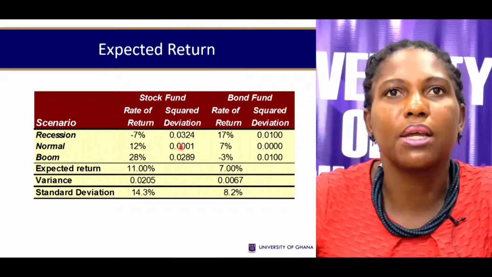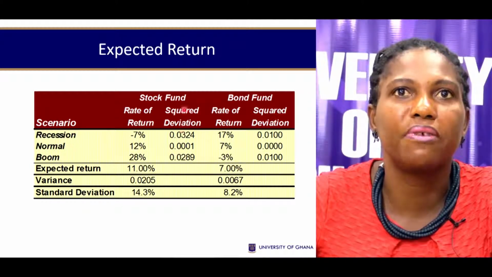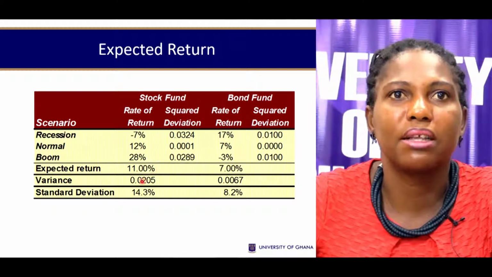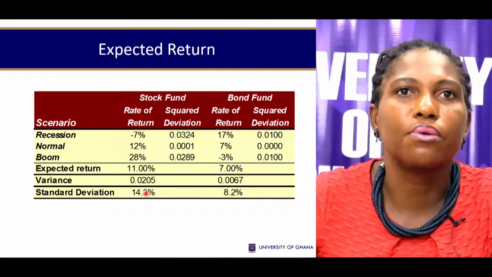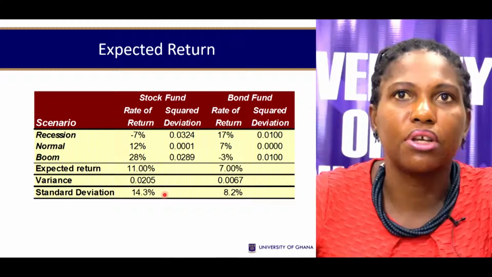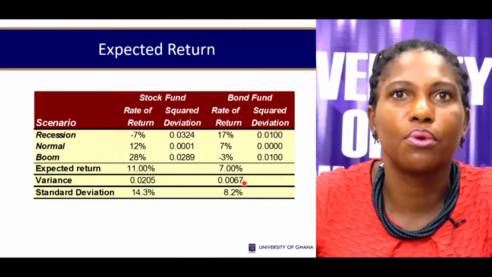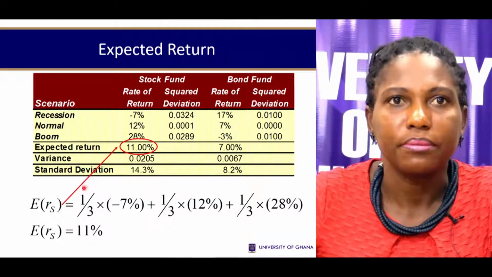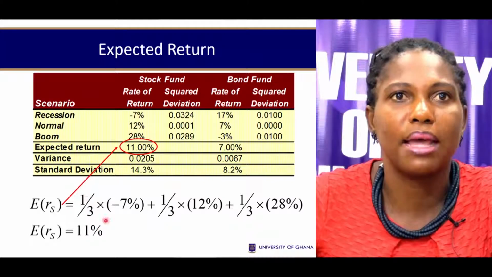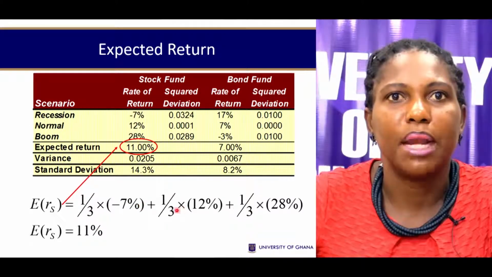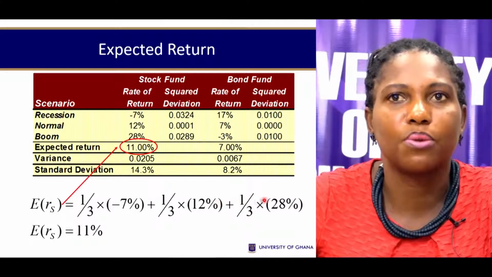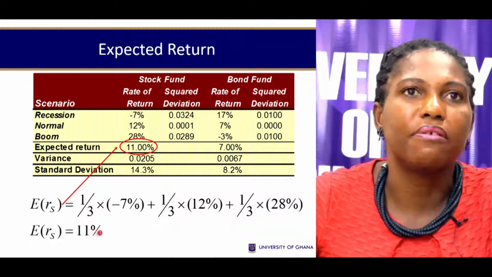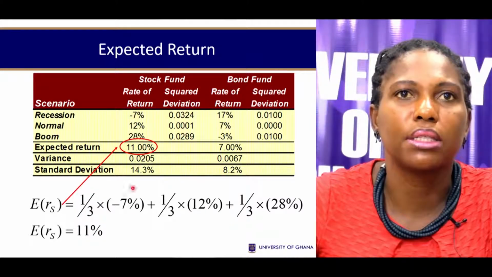And then we proceed with the computation of variances, where we square the deviations to arrive at the variance, and then take the square root to arrive at the standard deviation. So we apply the same principle. In terms of the average return, we have 1/3 times that, plus 1/3 times that, plus 1/3 times that. That gives us the expected return on the stock fund of 11%.